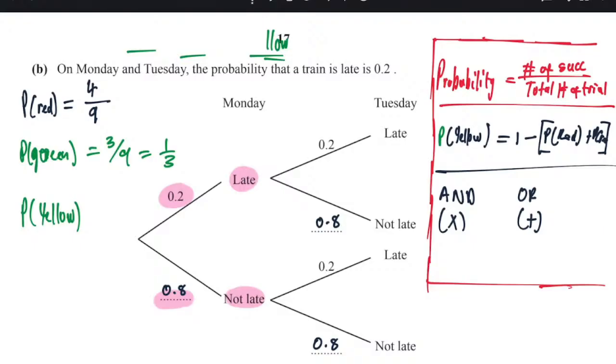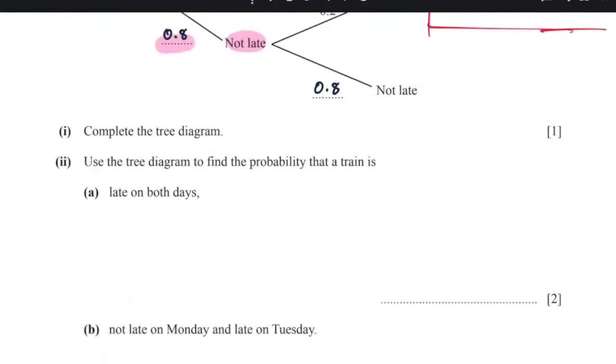The word and, you multiply. The word or, you add. So now you use them when you have two probabilities. Look at this one, where you now have two. Complete the tree diagram as shown. Use it to find the probability that a train is late on both days. So the word both is the same as the word and.